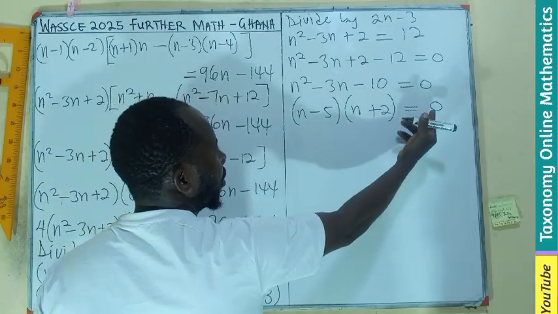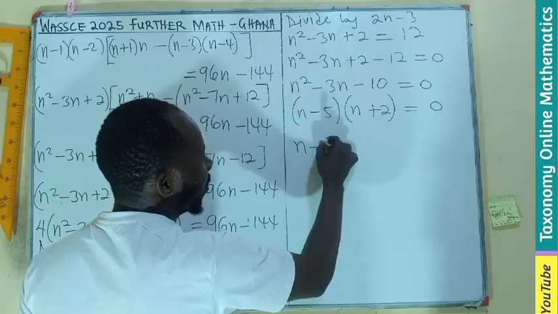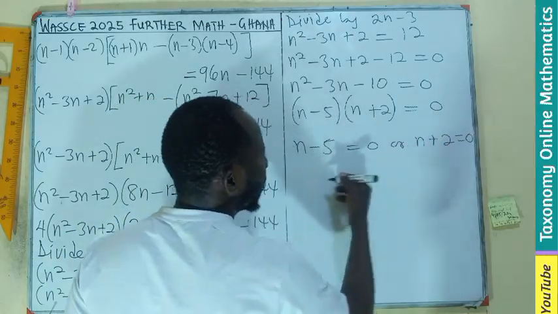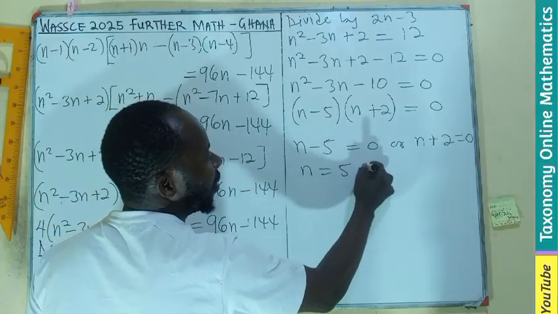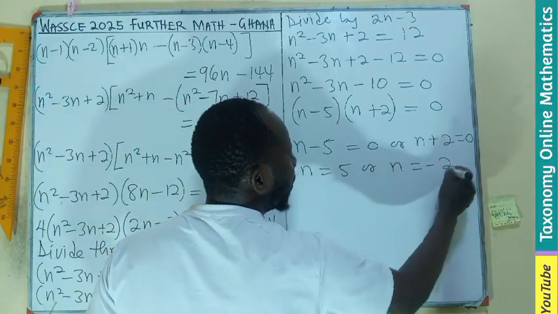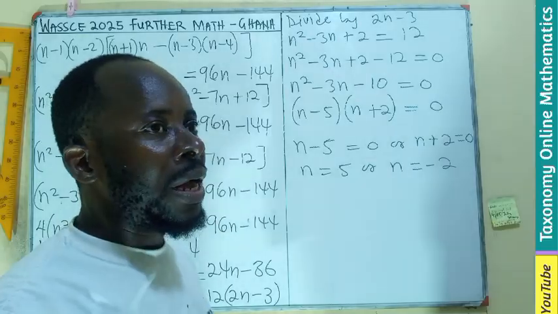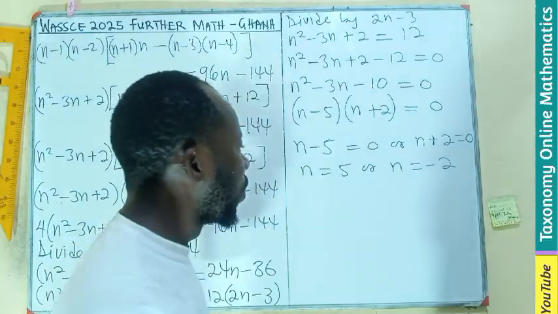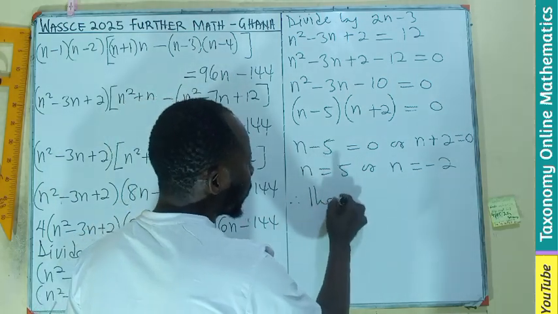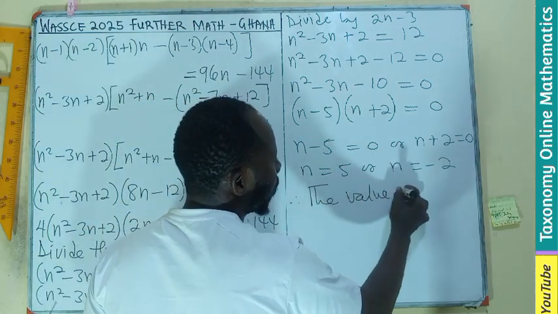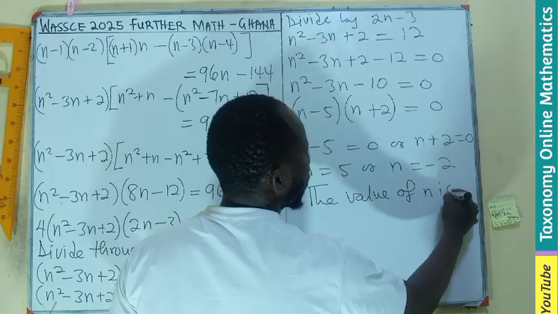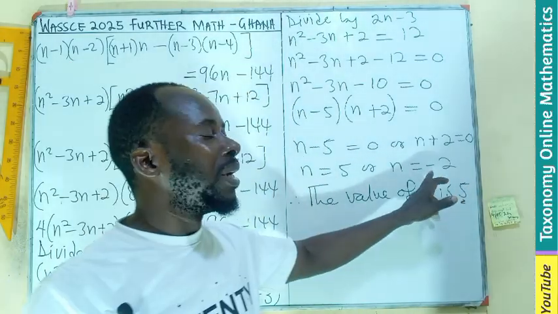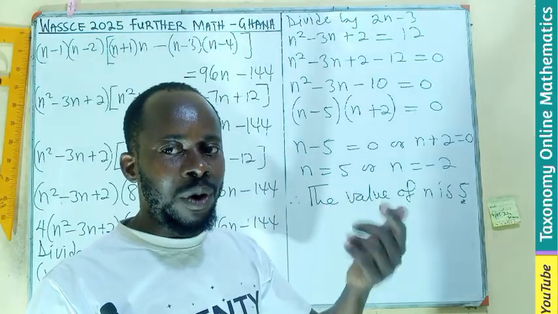So if this and this multiply to give 0, it will be n minus 5 is 0, or n plus 2 is what? 0. So this makes n 5 or n equals to negative 2. Remember, we are dealing with what? Combination. We cannot deal with negative values. So we can say that therefore the value of n is going to be what? 5, ignoring the negative.